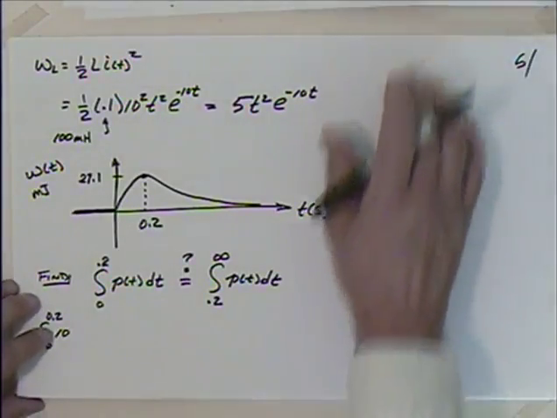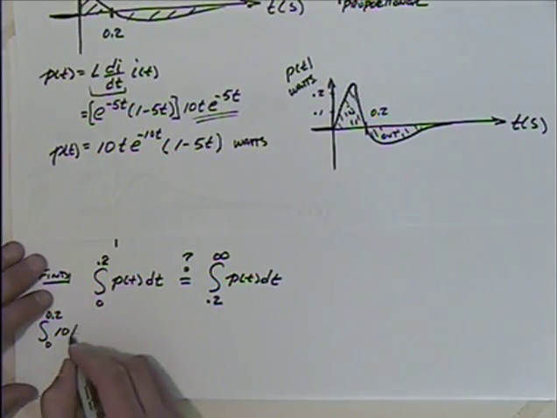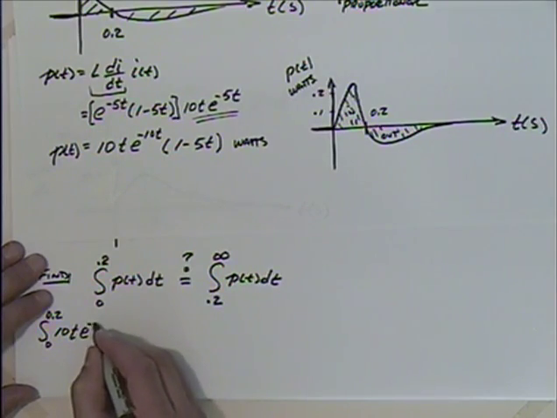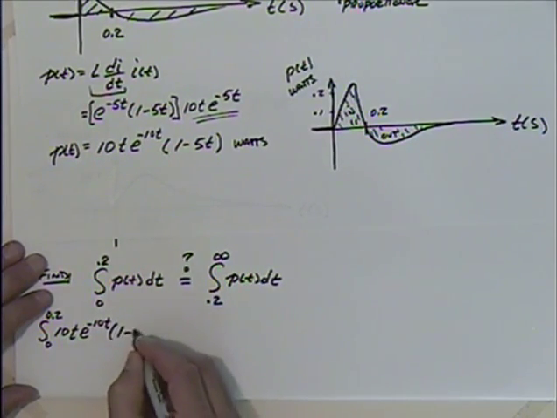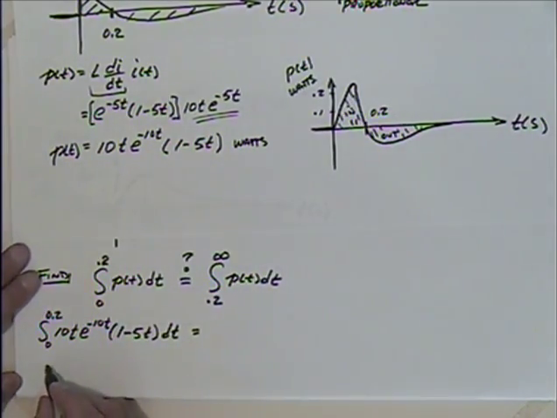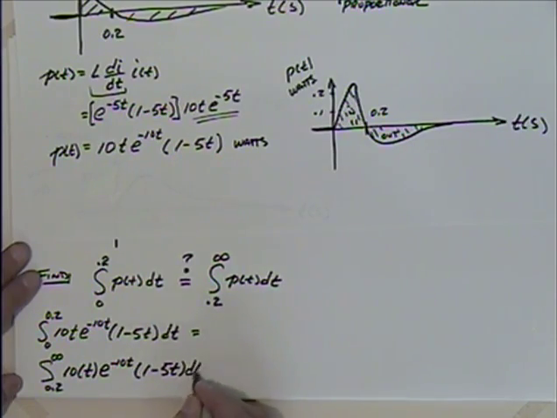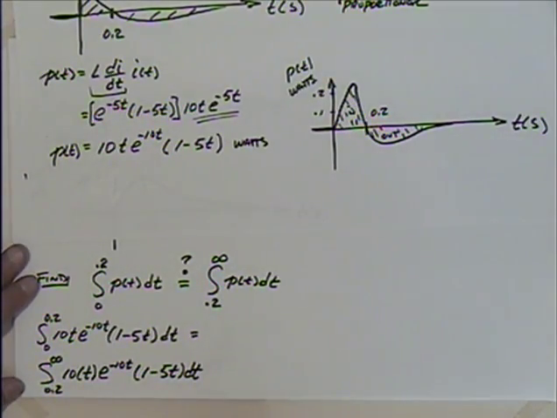So I've got then, I'm just using this one, 10t e to the minus 10t times the quantity 1 minus 5t dt. So I'd want to find that, and I'd also want to integrate from 0.2 to infinity of the exact same thing, 10t e to the minus 10t times 1 minus 5t dt. Those are actually not very easy integrals to do.